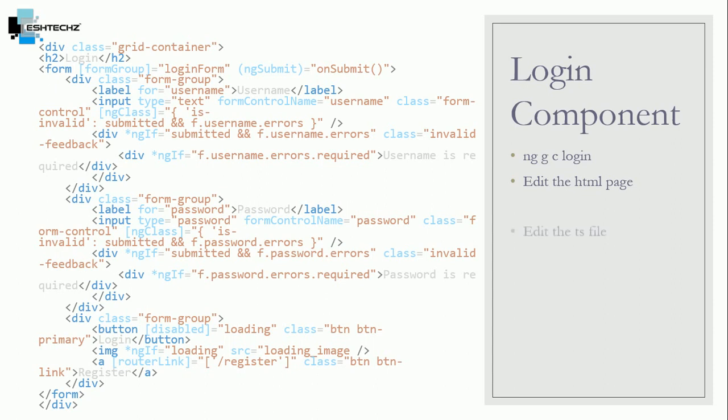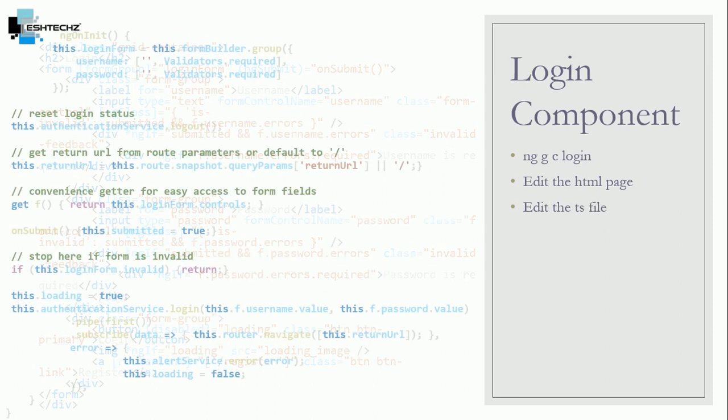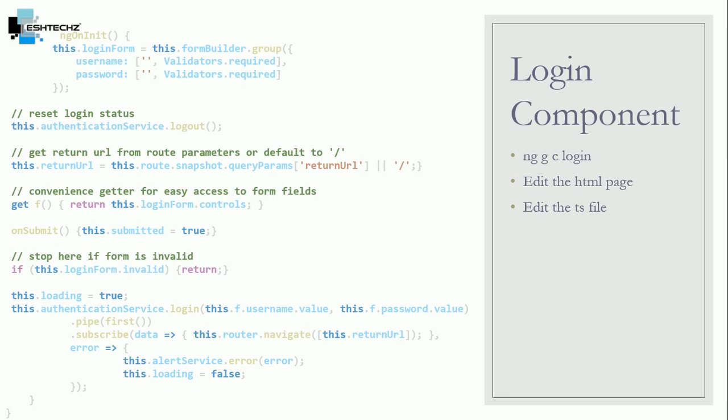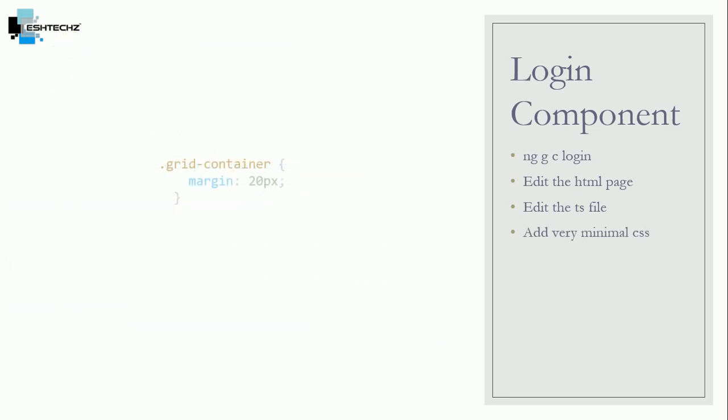Next is the TS file. Now this code here is a snippet of the most important logic from the login.component.ts file, where we are calling the authentication service to validate user credentials, and after validation, forwarding it to the landing page. If any error occurs, we will generate an error and the user will remain on the login page itself. Last is our CSS. So in our CSS, we are just adding a margin of 20 pixels.